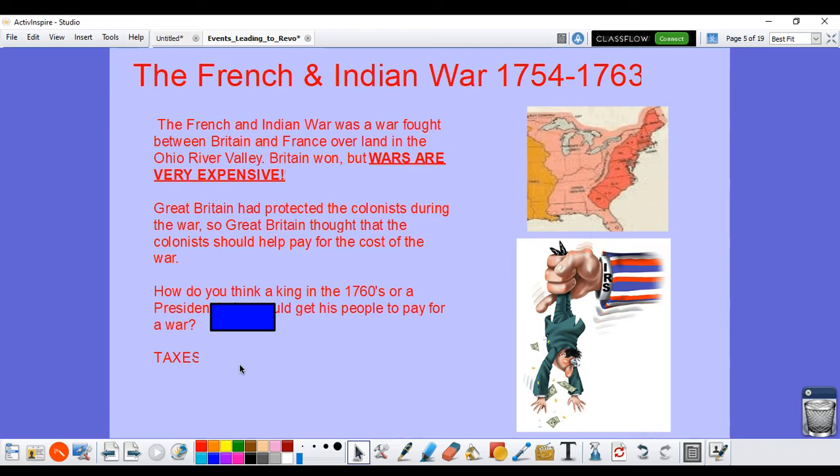For example, when you go to the grocery store, something might be $2, but when you get to the cash register, it says $2.10. That extra 10 cents is a tax that goes to the government. And taxes pay for all kinds of things. Some taxes are fair, and some taxes, we're going to learn, were not fair.